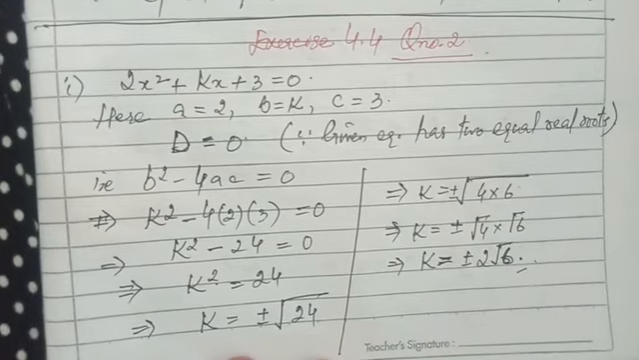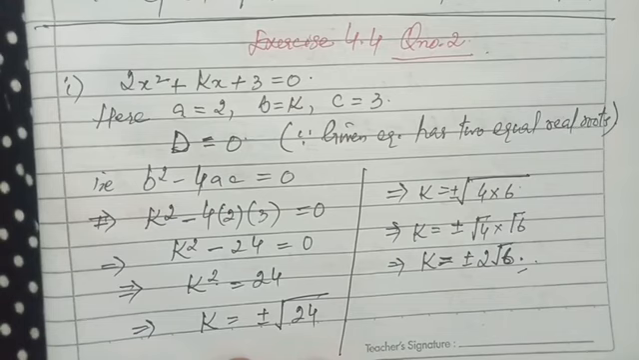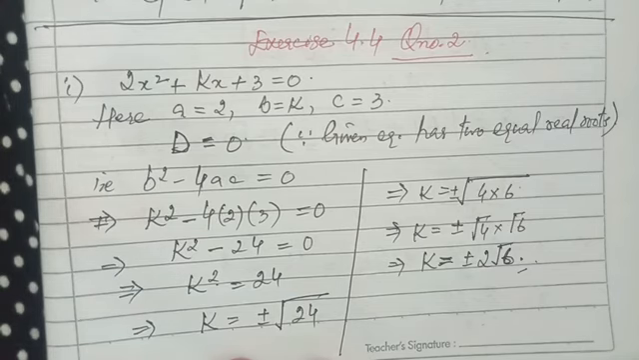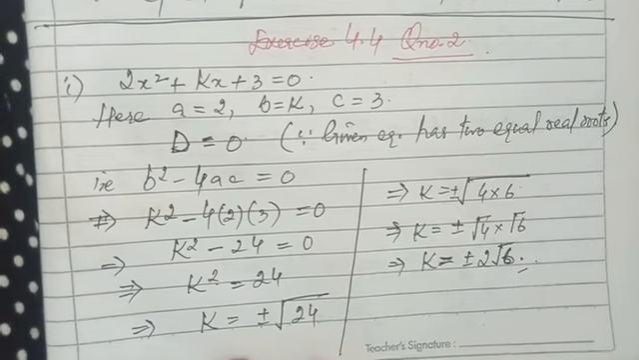Now look at the question number 2 of the same exercise, that's 4.4. Find the values of k for each of the following quadratic equations so that they have equal roots. We need to find the values of k. The equations have equal real roots. It means it is given, the given equations have two equal real roots. That means for both the equations d is equal to 0, that's b square minus 4ac equal to 0. We need to find the value of k.